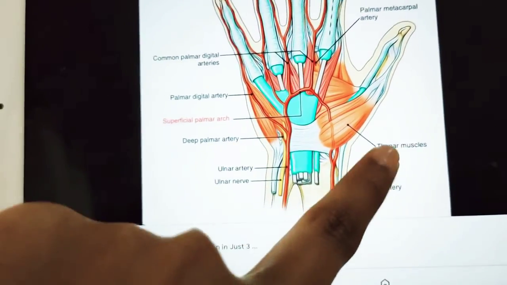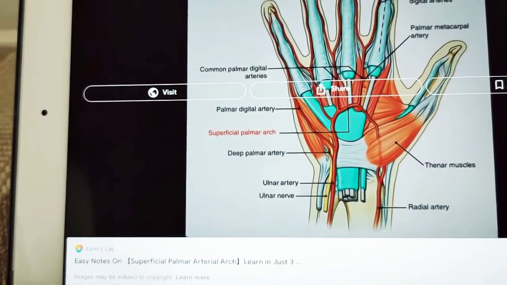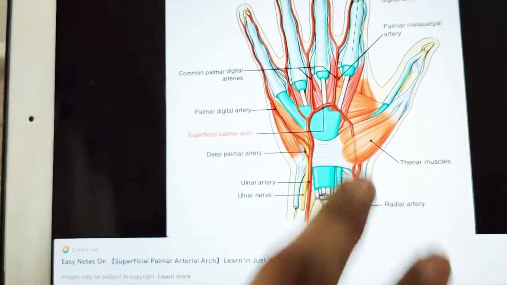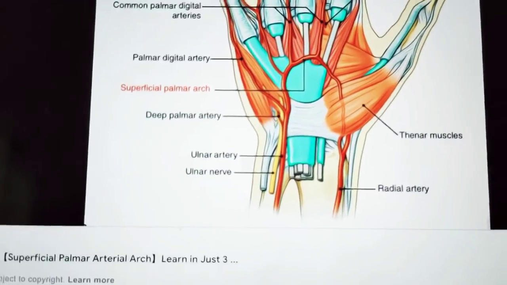It is going deep to the thenar muscle, especially which muscle? Deep to the adductor pollicis. It goes deep to the, this is the adductor pollicis. So that is why it is called the deep palmar arch.